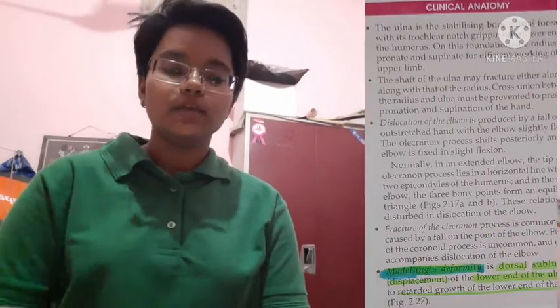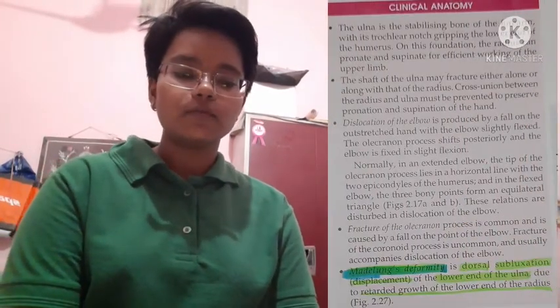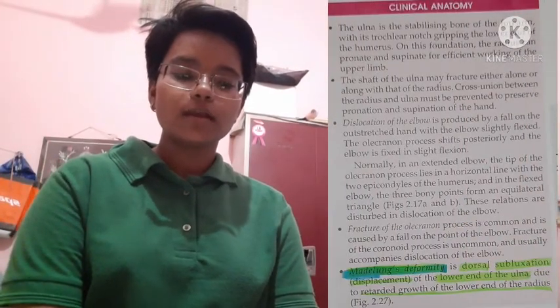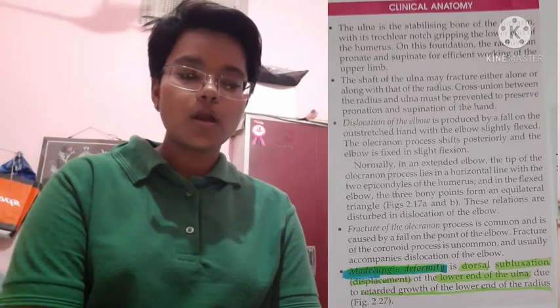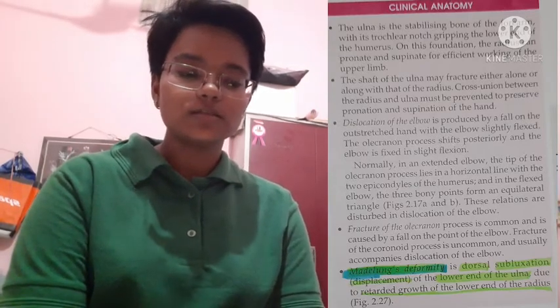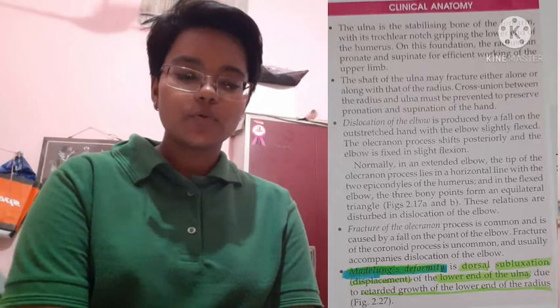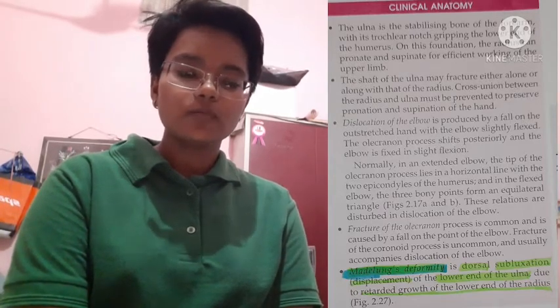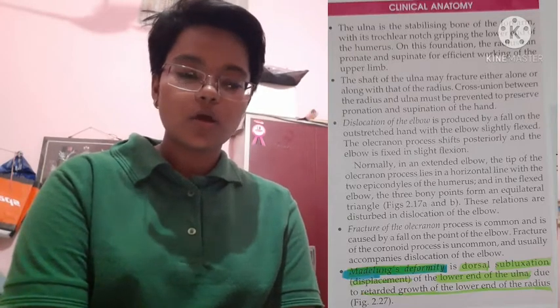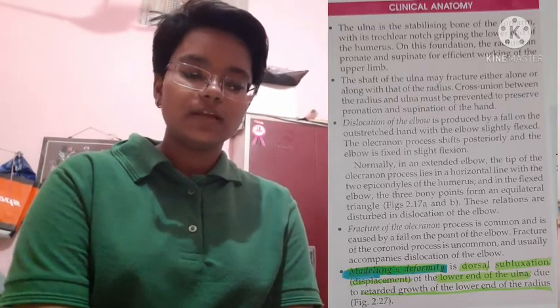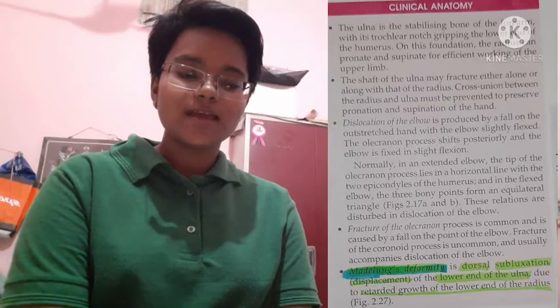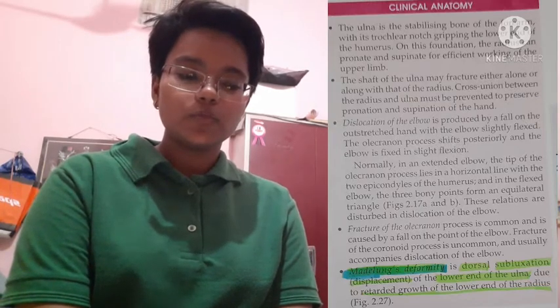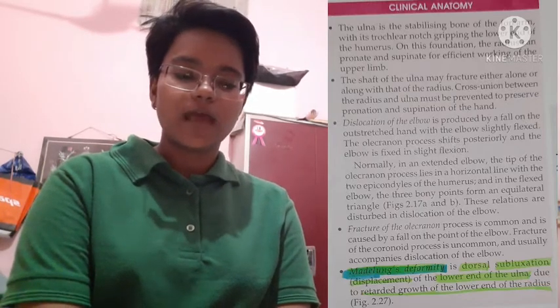Clinical anatomy. The ulna is the stabilizing bone of the forearm, with its trochlear notch gripping the lower end of the humerus. On this foundation, the radius can pronate and supinate for efficient working of the upper limb. The shaft of the ulna may fracture either alone or along with that of the radius. Cross union between the radius and ulna must be prevented to preserve pronation and supination of the hand.